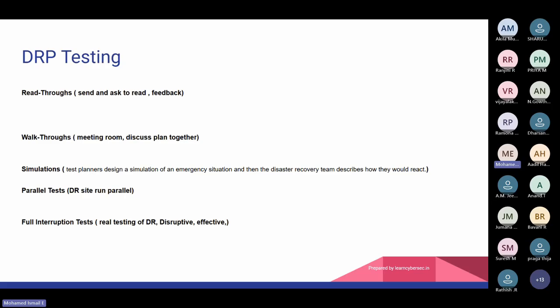Then full interruption test. During full interruption, you are shutting down the primary site and applying the disaster recovery, maybe a cold site or warm site or a hot site. You are diverting your workforce to another site and seeing whether it is really working or not. There are companies that do a DR drill every 6 months, which is called a disaster recovery simulation or real drill. They shut down the systems and test the planning.